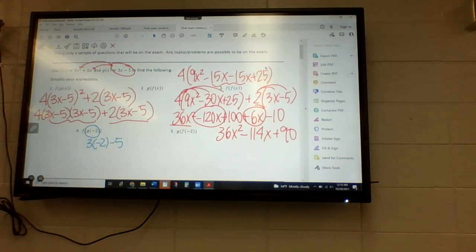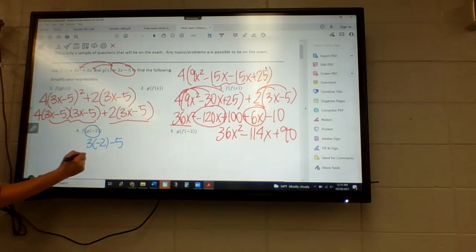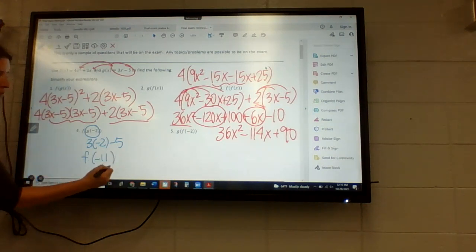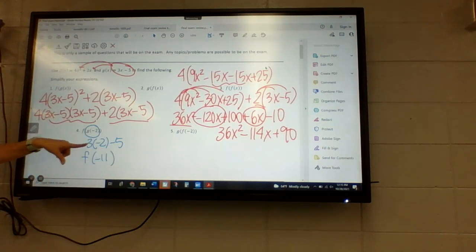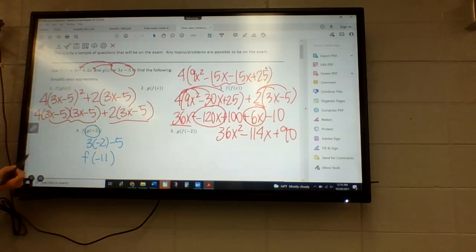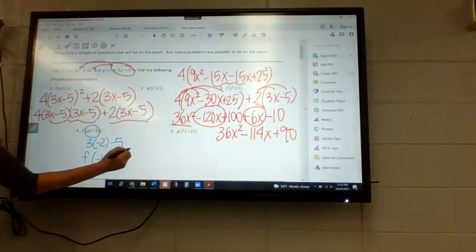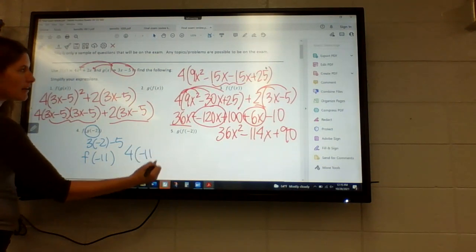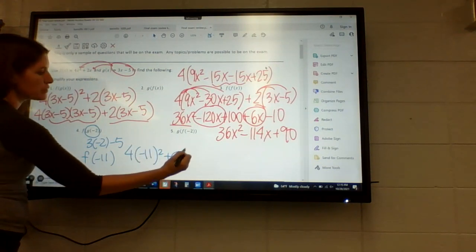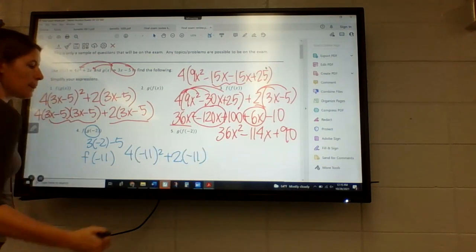So I do 3 times negative 2 is negative 6 minus 5. So essentially what I'm doing is I figured out what g of negative 2 is, and that's negative 11. So now I have to do f of negative 11. So now I have to put negative 11 into the f here. So 4 and then negative 11 squared plus 2 times negative 11.